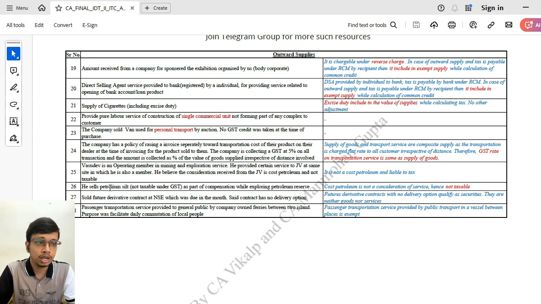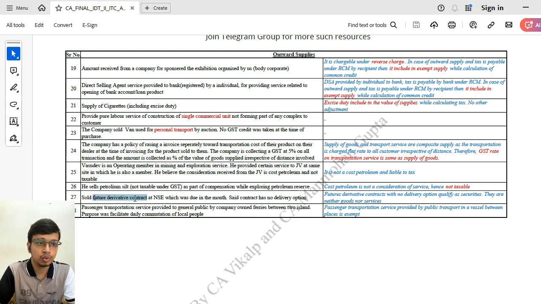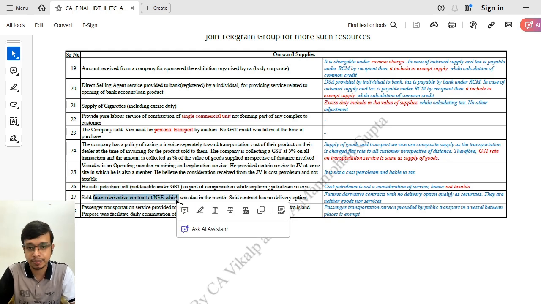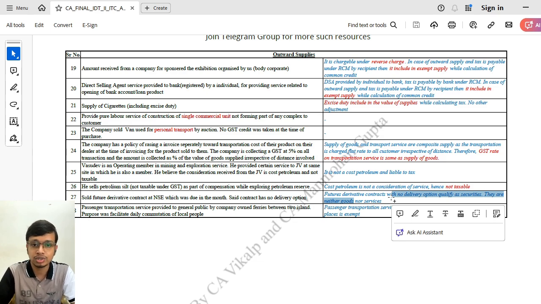26th point: he sells petroleum crude as a part of compensation. Petroleum crude is not taxable under GST, so there is no outward tax liability. Next, sale of future derivative contract with no delivery option. If there is no delivery option in case of a derivative contract, it is considered as a security, and there is no tax liability on security as it is not considered as goods or services.